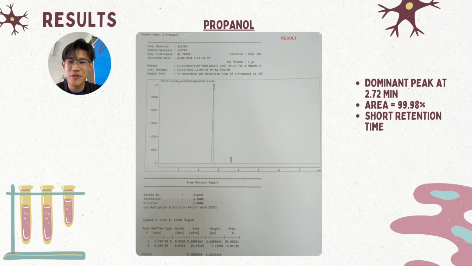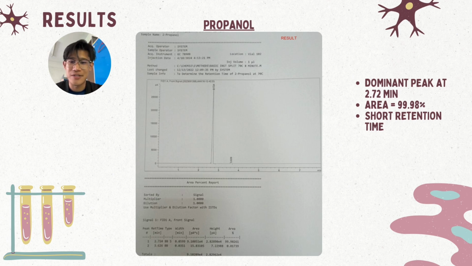Now, let's move on to the results. First, this chromatogram shows the result for 2-propanol at 70 degrees Celsius. From the chromatogram, we observe a dominant peak at approximately 2.72 minutes, with an area percentage of about 99.98%. This indicates that the injection sample is actually highly pure, with only a very small minor peak likely due to impurities or background noise.